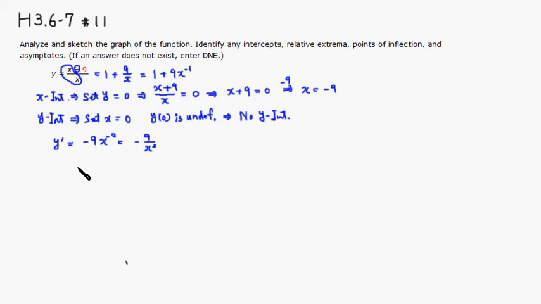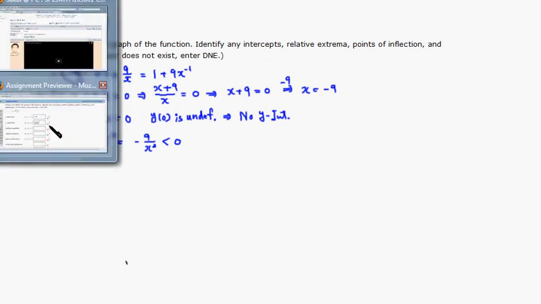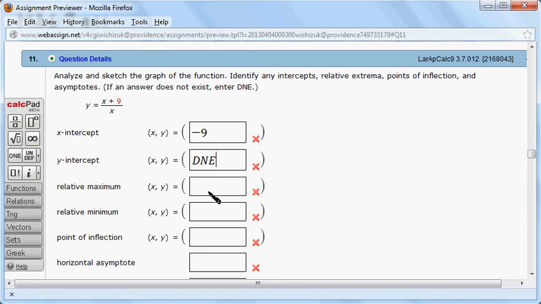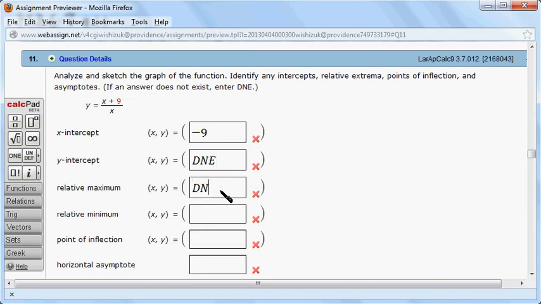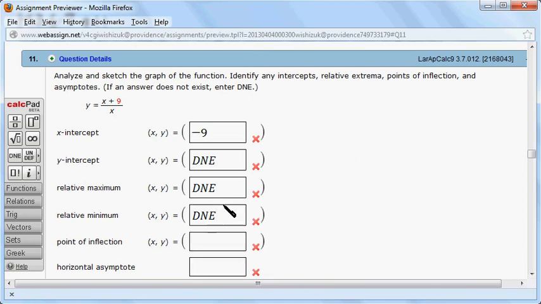So you can see that this is always negative, which means that it's always decreasing, so there's no relative max or relative min. The relative max does not exist, and the relative min does not exist.